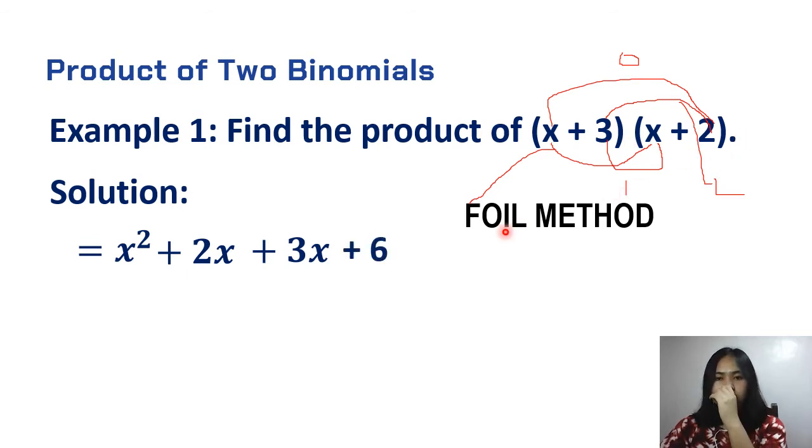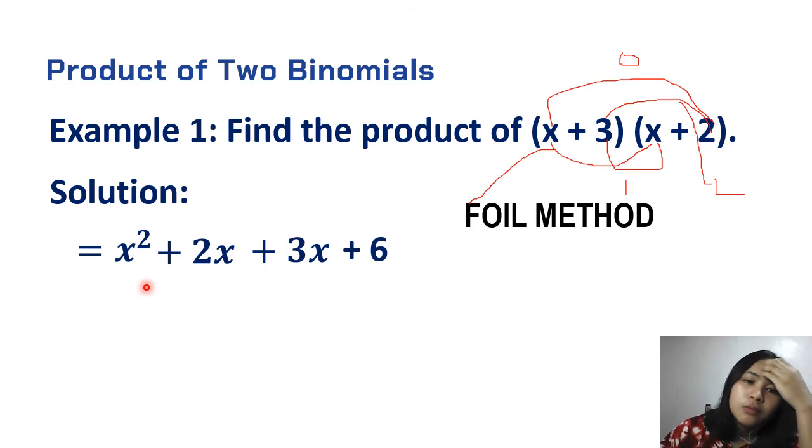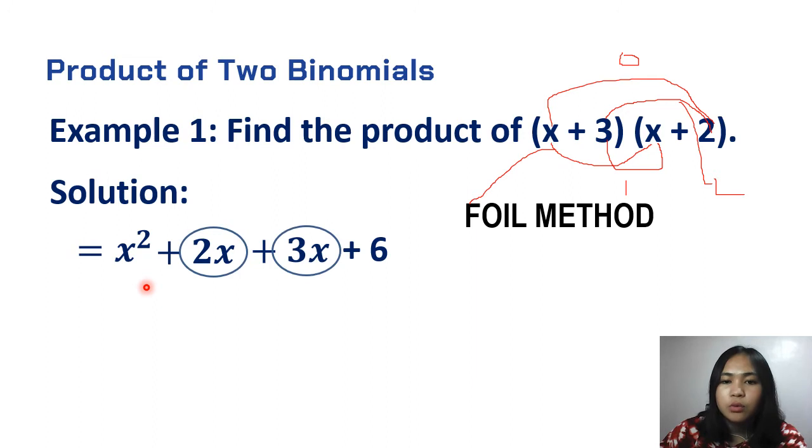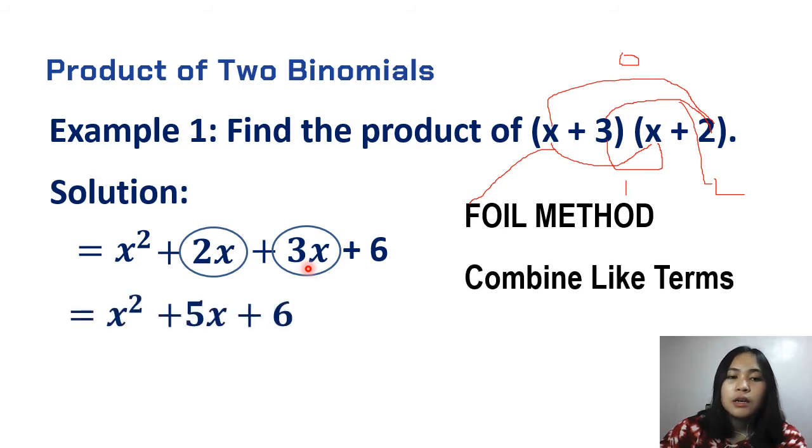We have 6. Now, what we have observed in our example, what did we observe? We have what we call similar terms or like terms. So, next we have to combine like terms. So, positive 2x, we have 3x, what do we do? 2x plus 3x, we have 5x. That's why x squared plus 5x plus 6.